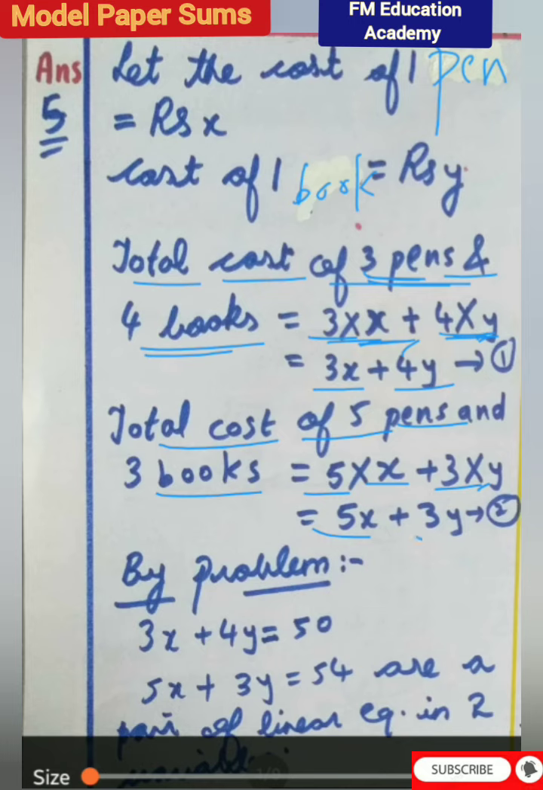So 5 into x is 5x plus 3y. By problem, we are given 3x plus 4y is 50. The cost of 3 pens and 4 books is 50, so it is equal to 50.